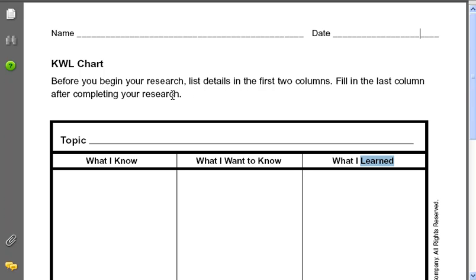All right? So, as this said, before you begin your research, list details in the first 2 columns, and then when you've completed your research, you fill in the last column. Okay? So that's a way that they self-assess themselves.